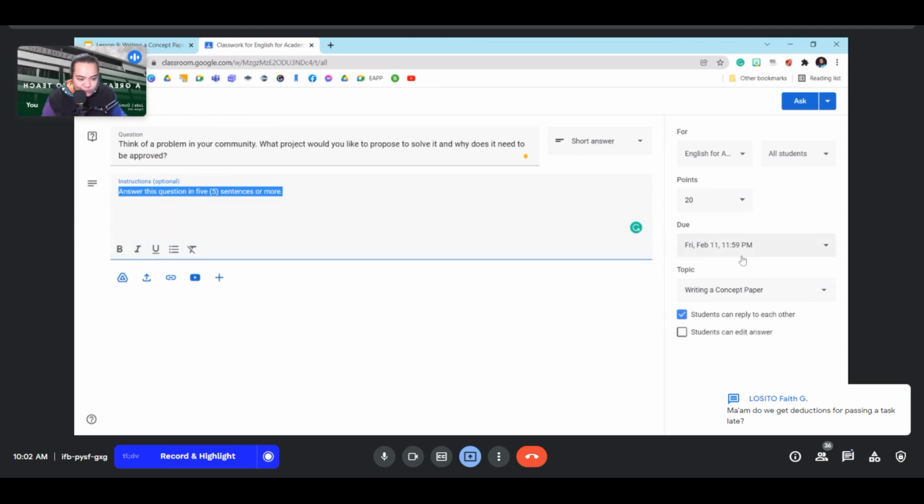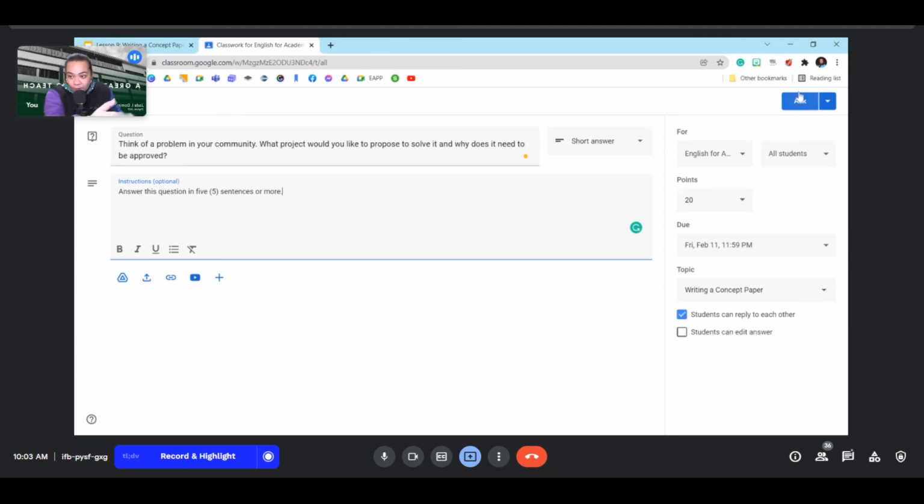Ma'am, do we get deductions for passing a task late? I used to deduct, but now, it's more of puso na lang. Hindi na ako masyadong nagde-deduct ngayon. Dati for every day, minus 0.5. So, kung 10 days kang late, minus 5 points na yun. Pero ngayon, wala nang deductions. Just please pass your activities.